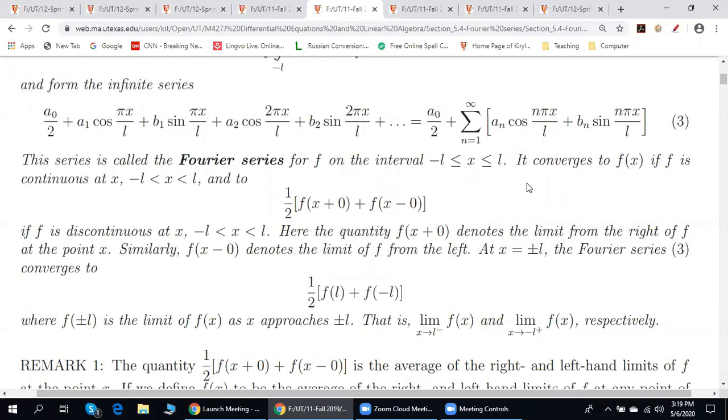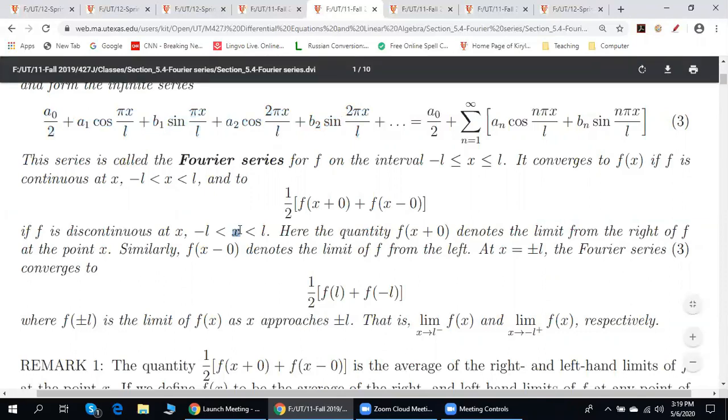Here, case 1, suppose x is strictly greater than negative L and strictly lesser than L. Suppose x is not one of the endpoints, and also suppose that f is continuous at x, then this series converges to f of x. Case 2. Suppose x is still not one of the endpoints, but f is discontinuous at x.